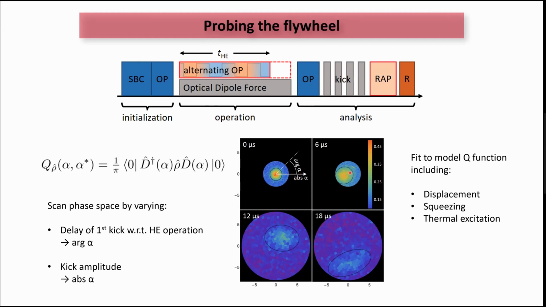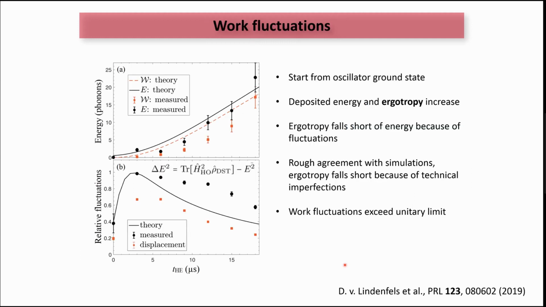So here you see the Husimi-Kano Q function without operation of the heat engine. So that's basically the ground state. And with increasing operation time of the heat engine, we see increasing displacement, but also the size increases due to thermal fluctuations, and there's some additional squeezing here. So here are the final results, which we obtain from statistical characteristics of the Q function. The deposited energy in the flywheel is increasing with the heat engine operation time.